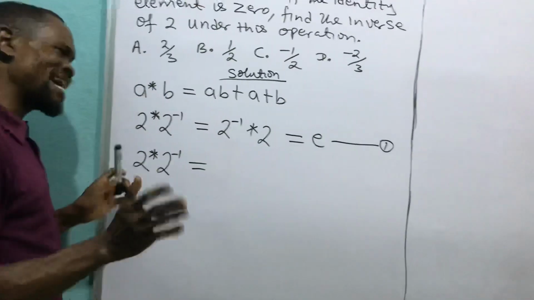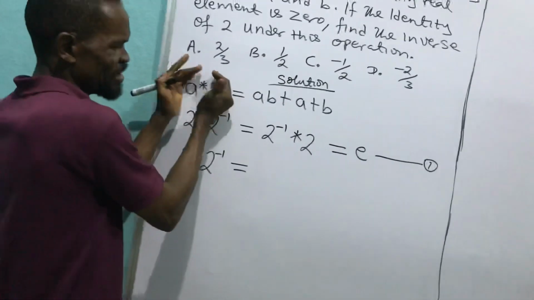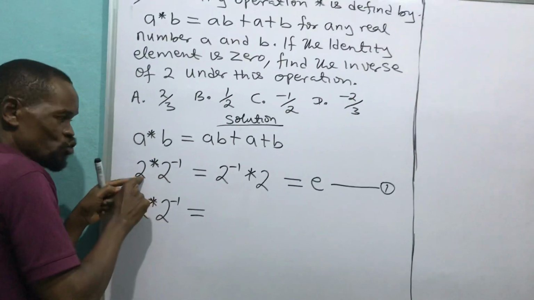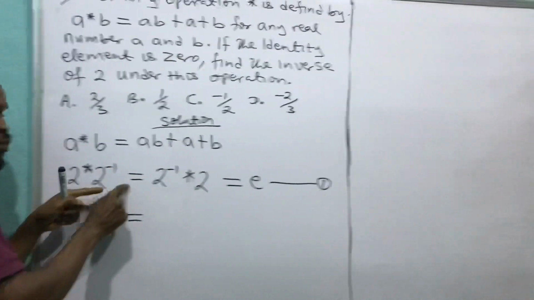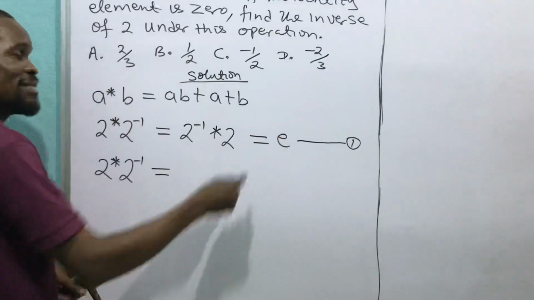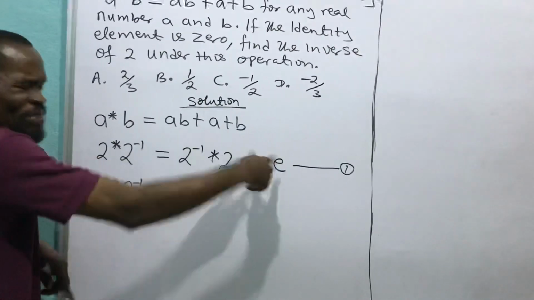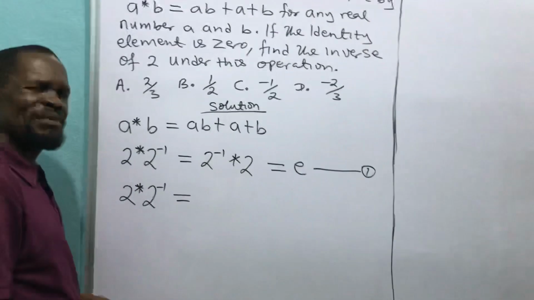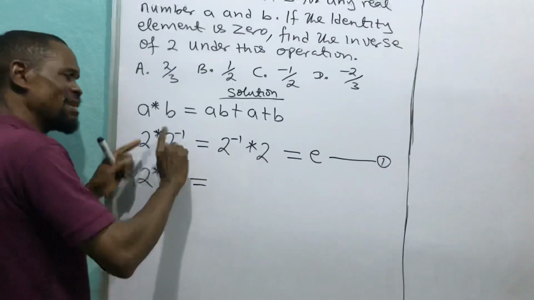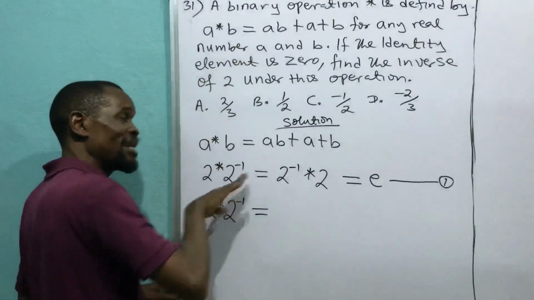The first thing I did, so that it will not be confused, is taking this particular one. I know that 2 times the inverse of 2 will give me the inverse of 2 times 2, which will still give me the identity element. What's the identity element? 1. The inverse of 2 times 2 will give me 1. That's the identity element. But they told me that the identity element is 0 on this. But what I know is that the inverse of a number times that number will give me the identity element. And that's what I've proved now.